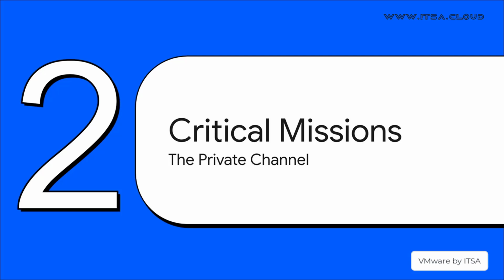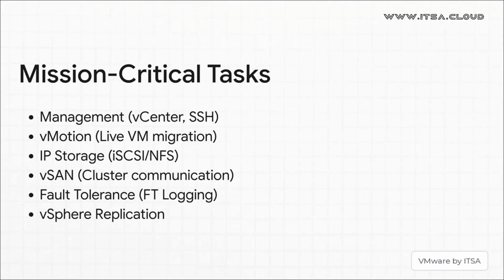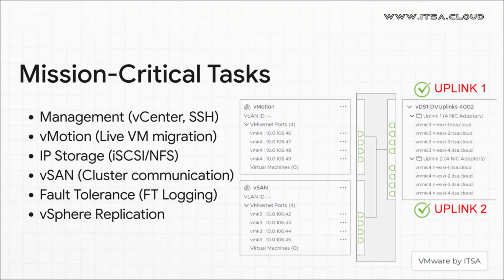Okay, so what exactly is being said on this private channel? What are these super important missions that are so critical they need their very own dedicated line? Let's find out. And whoa, just look at this list. We're not talking about small stuff here. This is the heavy lifting. We're talking about managing the host with vCenter. We're talking about vMotion, literally moving a running virtual machine from one place to another. Connecting to your storage, making vSAN work, fault tolerance. These things are the absolute bedrock of your entire virtual setup. You just can't risk having them compete for bandwidth with someone downloading a file inside a VM.